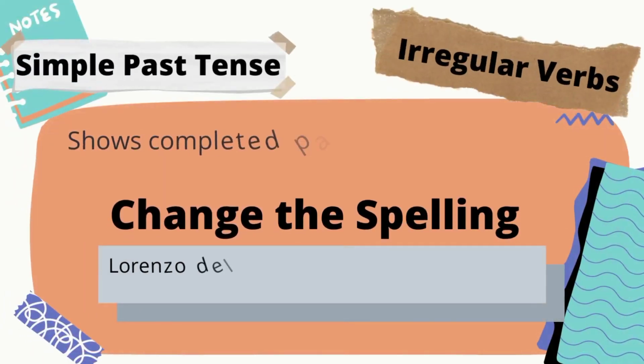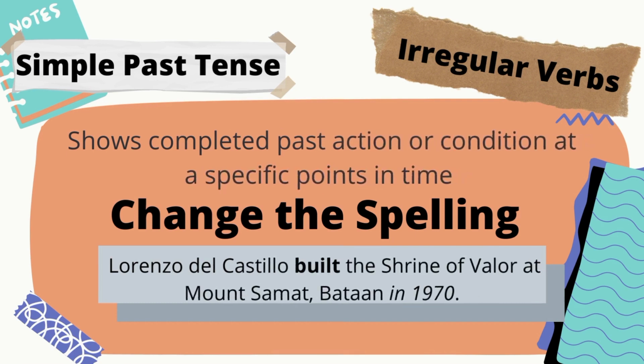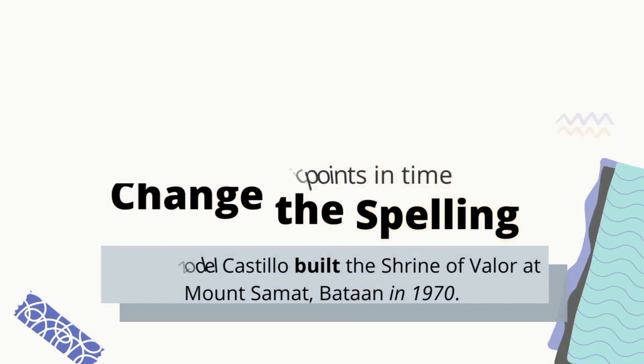The formula of base form of the verb plus d or ed is only applicable for regular verbs. If the verb is irregular, you have to change the spelling of the verb. Look at this example. Lorenzo del Castillo built the Shrine of Valor at Mount Samat, Bataan in 1970. The verb in the sentence is built, which is the past form of build. Notice that ed was not added to build to form the past tense of the verb, rather the spelling was changed. This is because the verb build is an irregular verb. This action is completed in the past because of the time marker, in 1970.